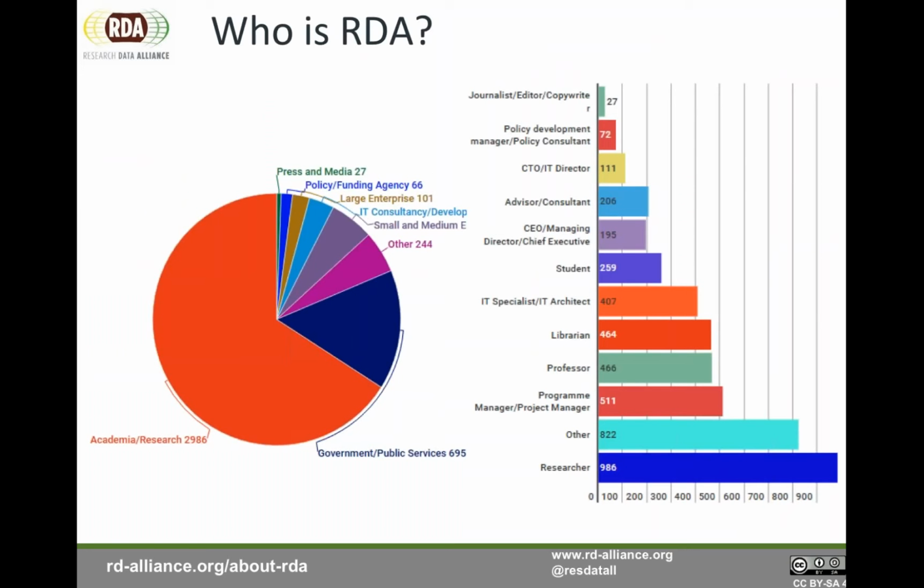By and far, the majority of the people who belong to RDA and are active within RDA come out of the research community and academia. The next big piece of the pie is government or public services, and then it goes down from there. One of the things that they're trying to do is to get more businesses involved. They're working on that, so I think that's where the other comes in.